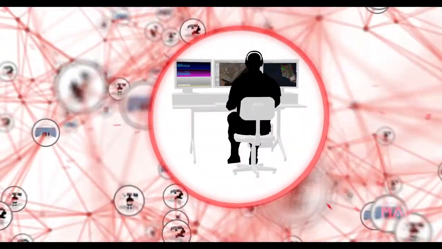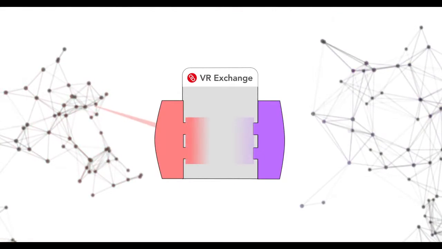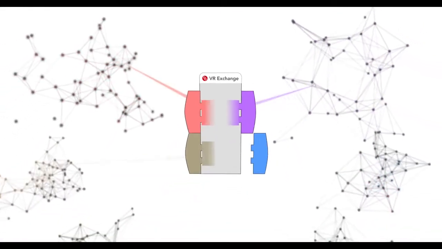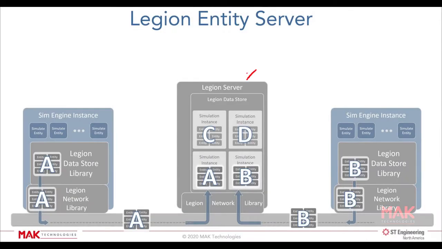MAK's data logger can record and replay Legion traffic for after-action review, while MAK's VR Exchange can provide interoperability between Legion applications and distant HLA federates. The Legion architecture includes the Legion server and the 2 Legion SDK libraries.